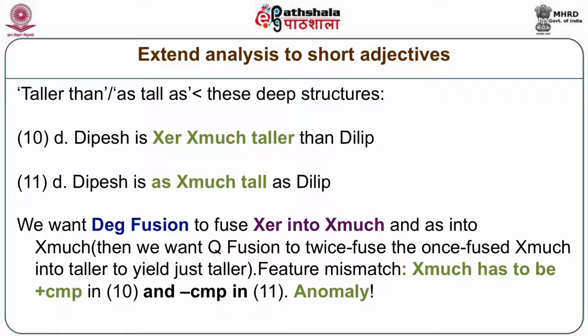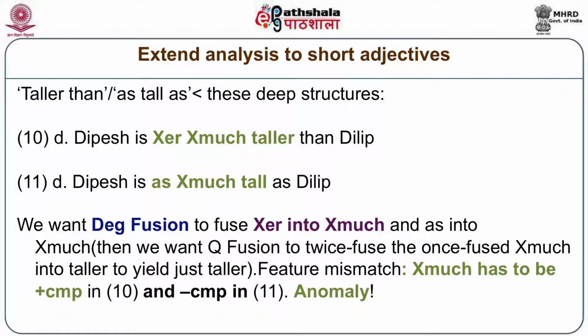At this stage, we are tempted to write a transformation eliminating X much, call it positive quantifier fusion, but we're not really ready for it because we haven't looked at all the relevant facts. Among the relevant facts are 10 and 11. At 10, you see that the surface structure, Dipesh is taller than Dilip, corresponds to the deep structure Dipesh is X much taller than Dilip.